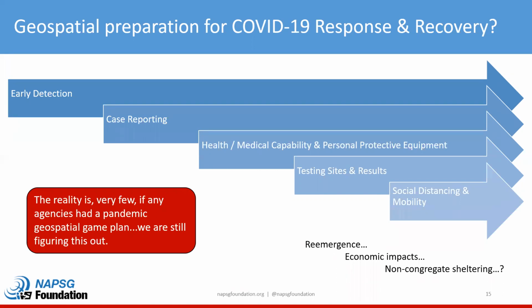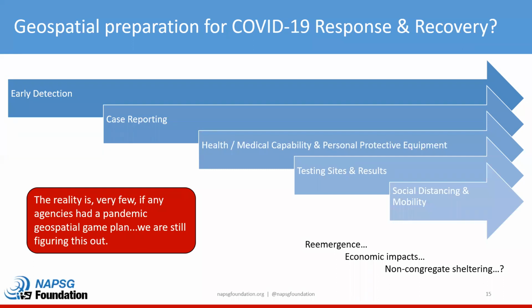And, you know, here are some ideas, some things we're trying to work out on the fly as agencies across the United States: what's our game plan for early detection, case reporting, personal protective equipment and shortages, testing sites and results, new information like social distancing and mobility, and it keeps growing, right? The reemergence of the disease, as someone mentioned before, economic impacts, and really technical things like where are we going to shelter people during disasters going forward.